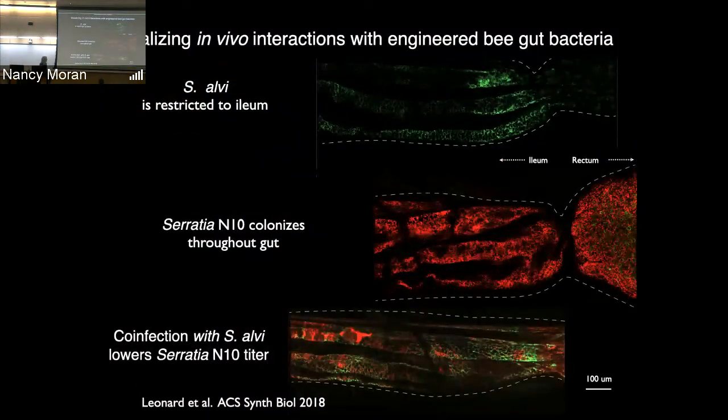So one thing about the engineering, we can actually visualize in the gut where the colonization occurs. For example, here's this pathogenic Serratia. In a microbiota-free bee, it's just everywhere. It just replicates like crazy. But when Snodgrassella is present, it lowers the titer of the Serratia, and it seems to actually just block its colonization along the gut.